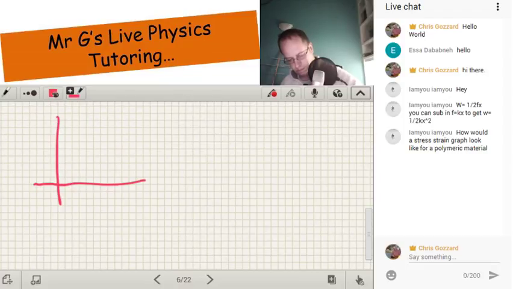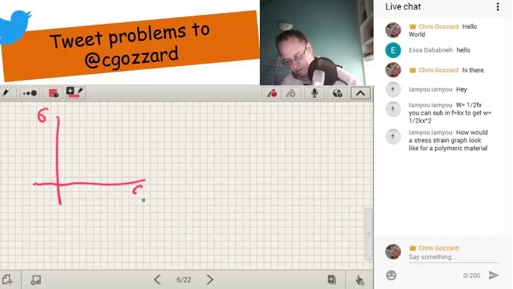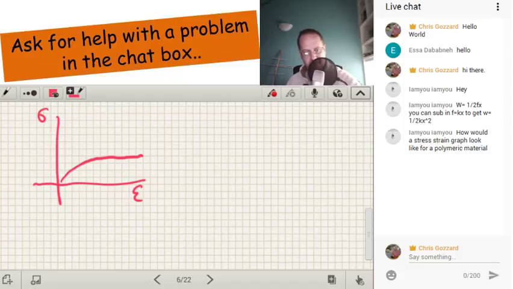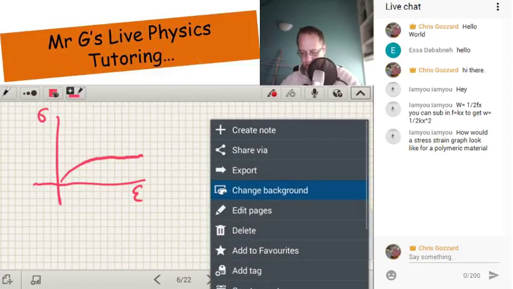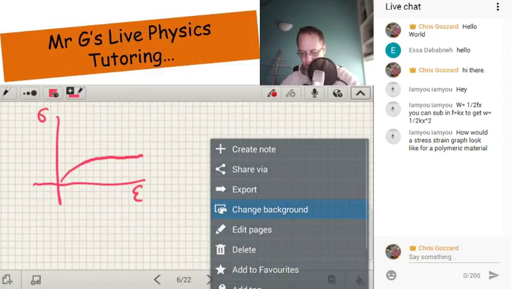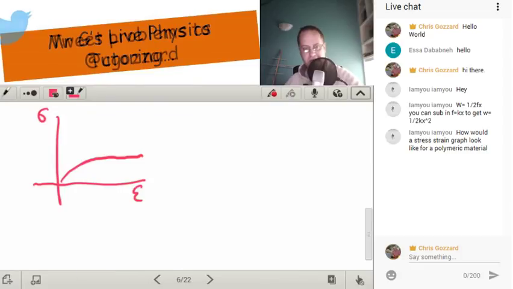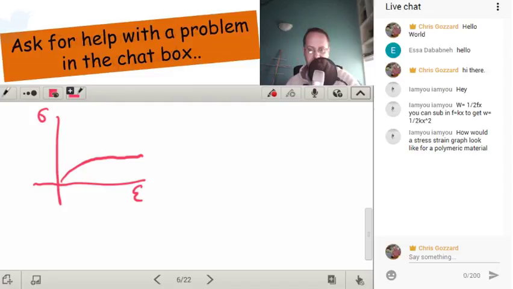So there's your stress. There's your strain. So it's not going to do this. Something like that. It just doesn't really undergo any elastic deformation. It just basically undergoes plastic deformation. Is that what you've seen before for a polymeric material? We'll do something like this.